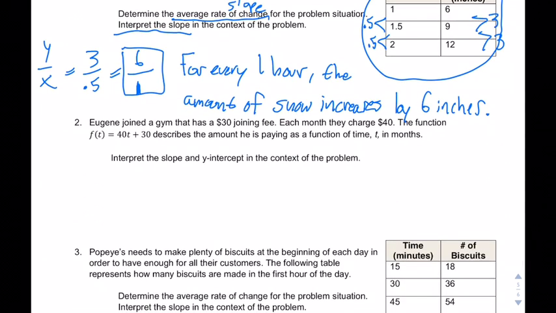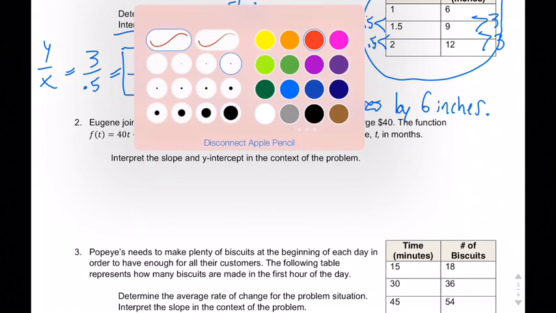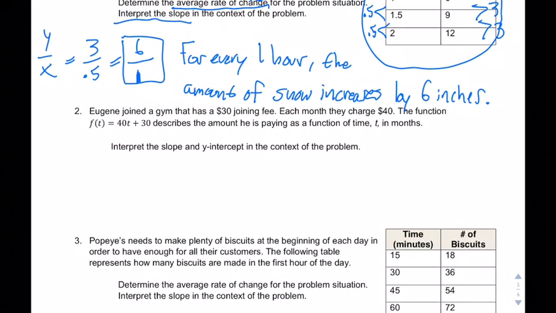All right, let's go to number 2. Number 2, let me change up to be red here. So Eugene joined a gym that has a $30 joining fee, or an initial fee. And then each month after that, they charge $40. The function f of t equals 40t plus 30 describes the amount he's paying as a function of time, t in months. Interpret the slope and y-intercept in the context of the problem.